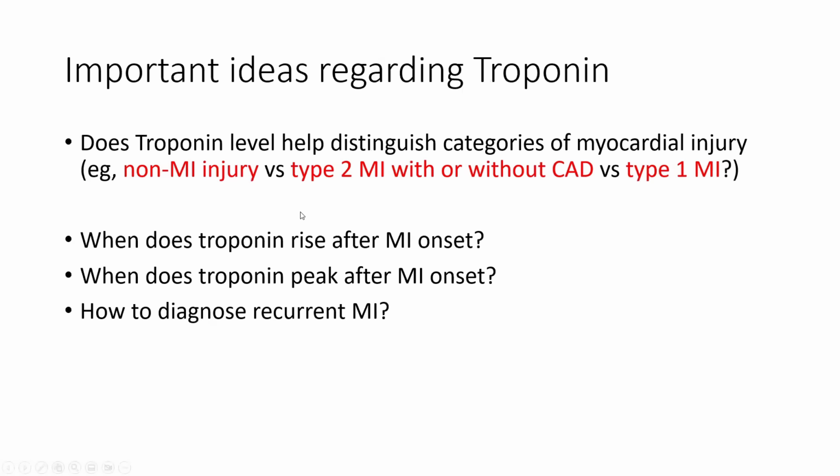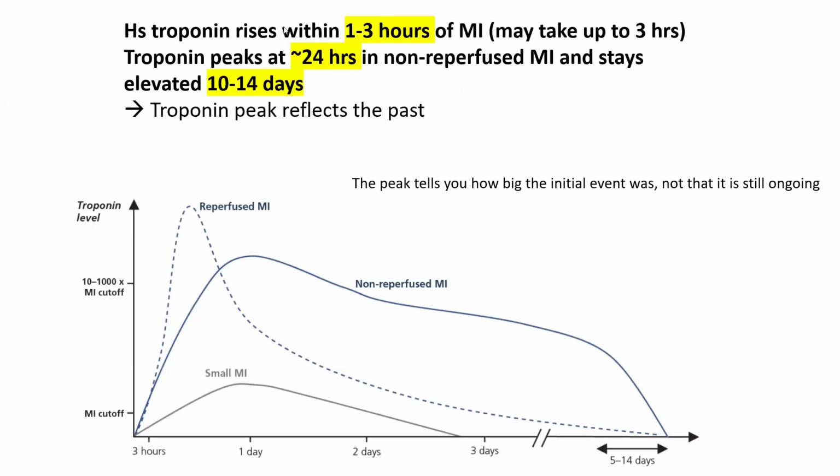Now, other important ideas regarding troponin. When does troponin rise after MI onset? When does troponin peak after MI onset? And how to diagnose a recurrent MI in a patient with elevated troponin? So troponin rises within 1 to 3 hours of MI onset. It may take up to 3 hours, but frequently it rises at 1 hour.